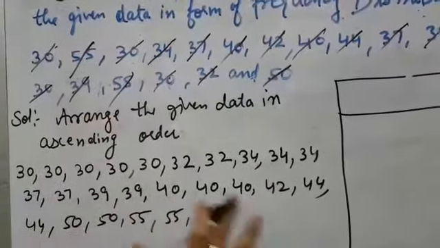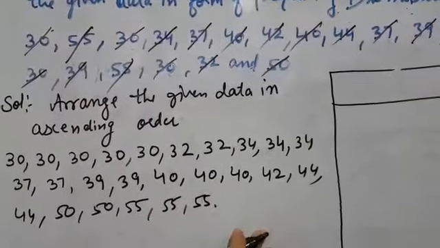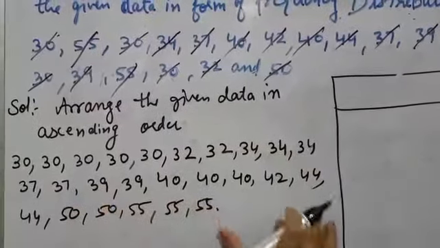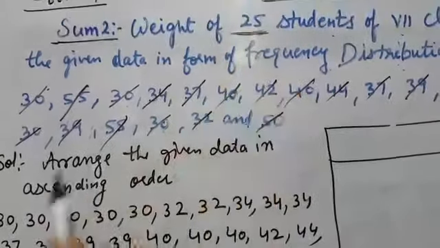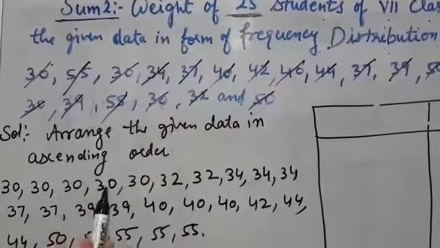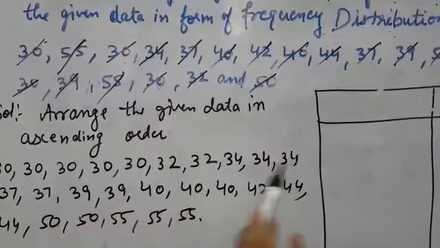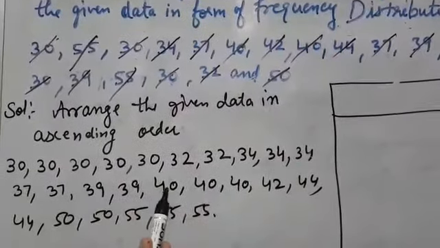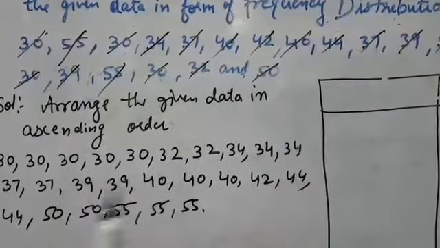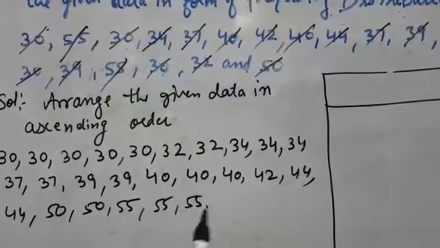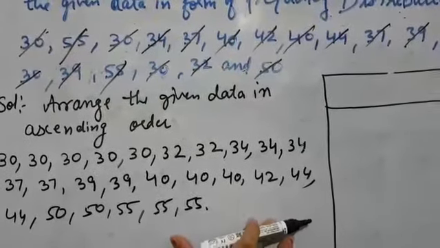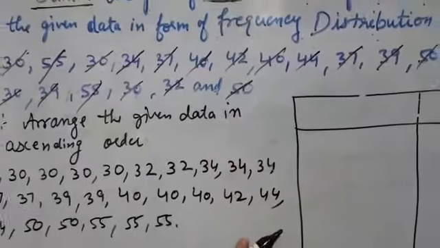So here we have arranged all the 25 numbers in ascending order. You can make sure whether you have written all the numbers properly. You can count them because the total numbers are 25. You can count them 1, 2, 3, 4, 5, 6, 7, 8, 9, 10, 11, 12, 13, 14, 15, 16, 17, 18, 19, 20, 21, 22, 23, 24, 25. Now you are sure that you have written all the numbers.